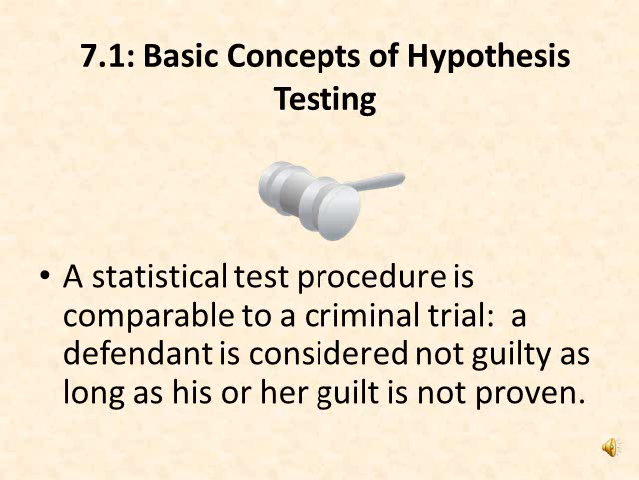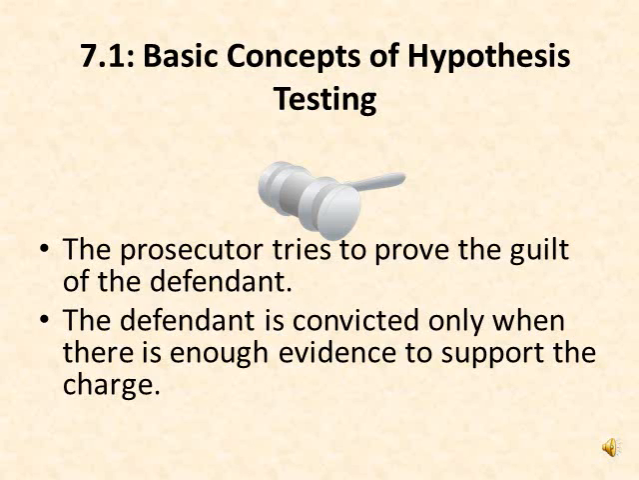A statistical test procedure is comparable to a criminal trial. A defendant is considered not guilty as long as his or her guilt is not proven. The prosecutor tries to prove the guilt of the defendant. The defendant is convicted only when there is enough evidence to support the charge.